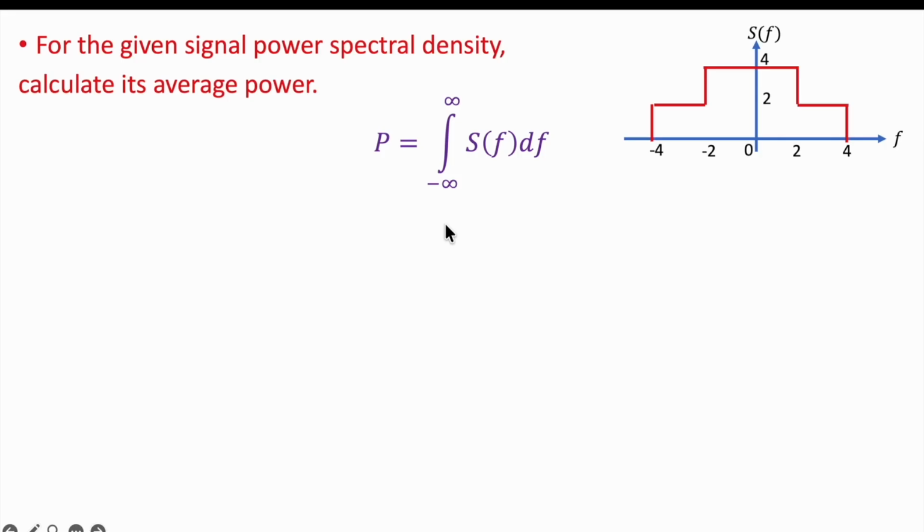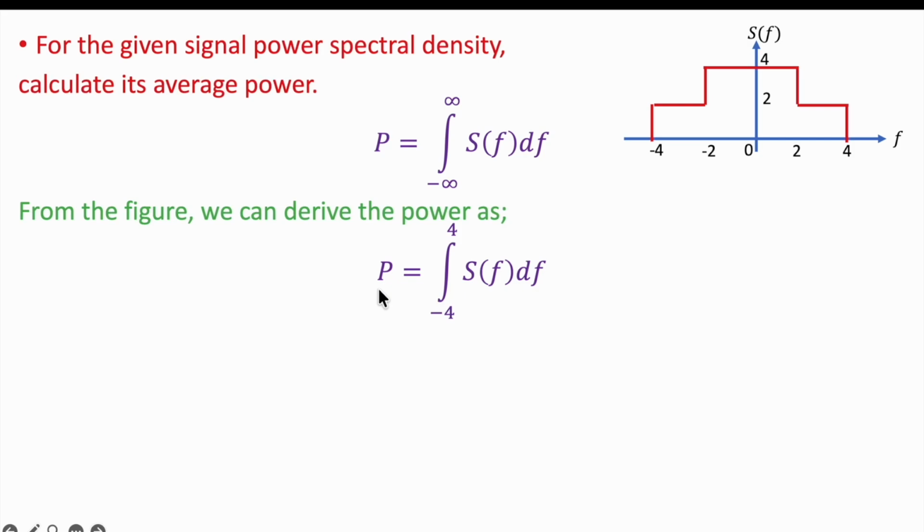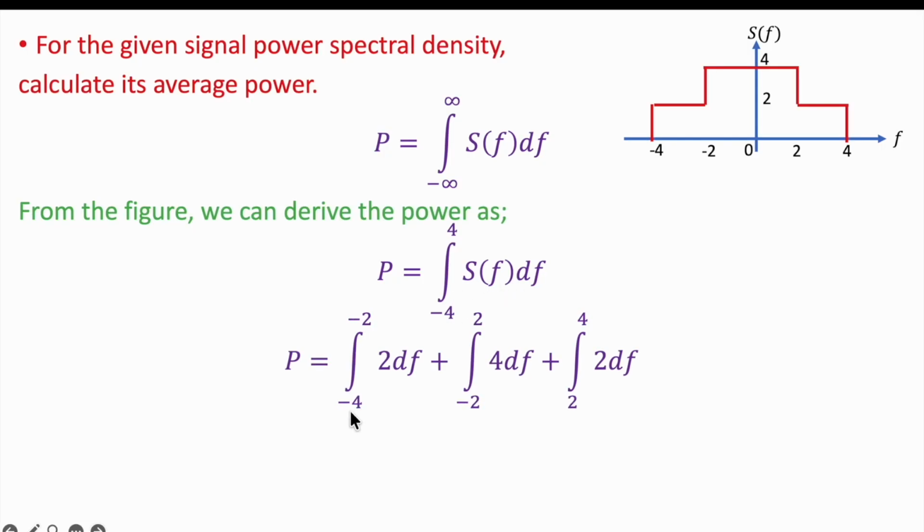So we can calculate the average power of that given signal using this formula. We can write P equals the integral, where the limit is from -4 to 4, because the signal varies from -4 to 4 and everywhere else there is no signal, of the spectral density of the signal. The spectral density from -4 to -2 is 2, plus the spectral density from -2 to 2, which is 4, as you can see from this graph. Similarly, the spectral density from 2 to 4 is 2.